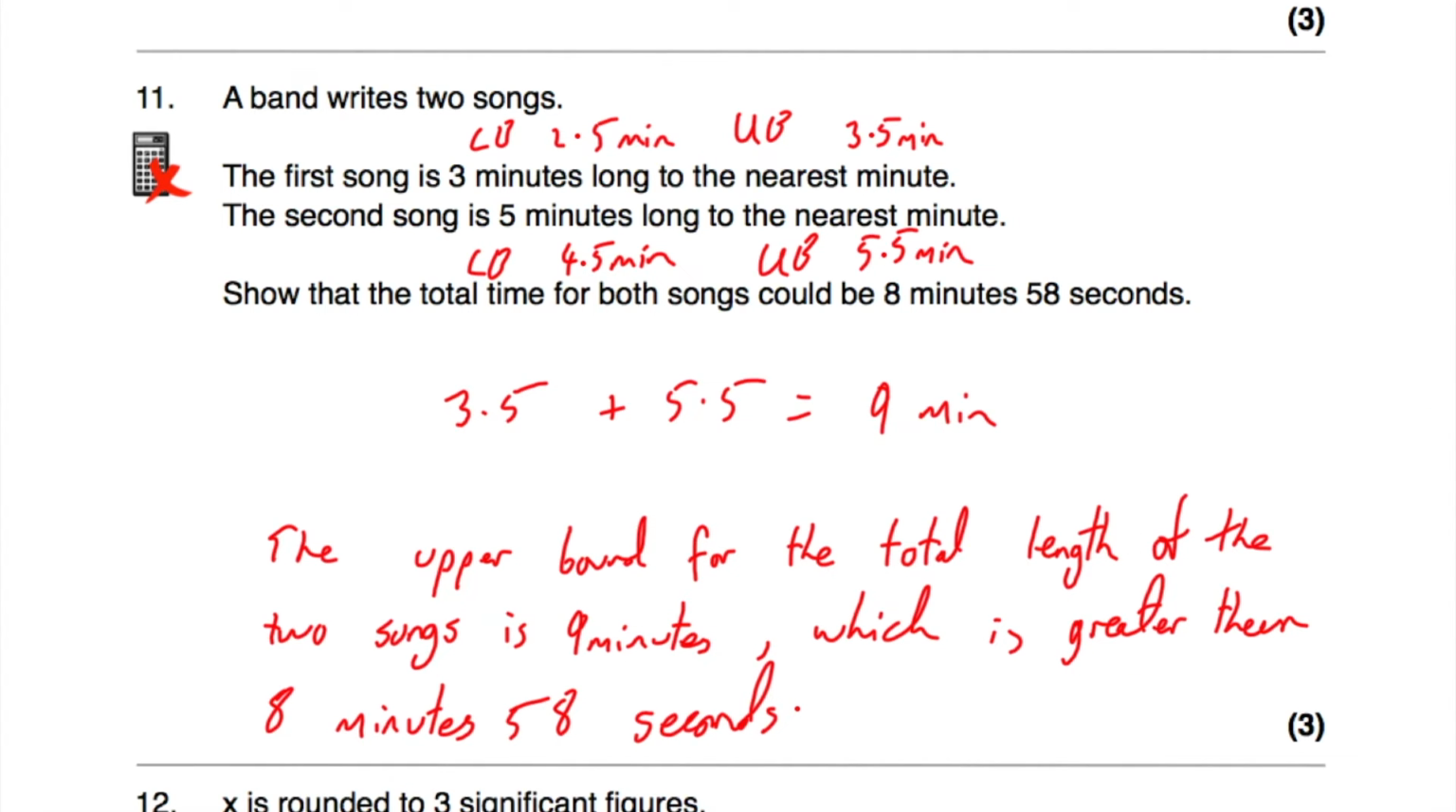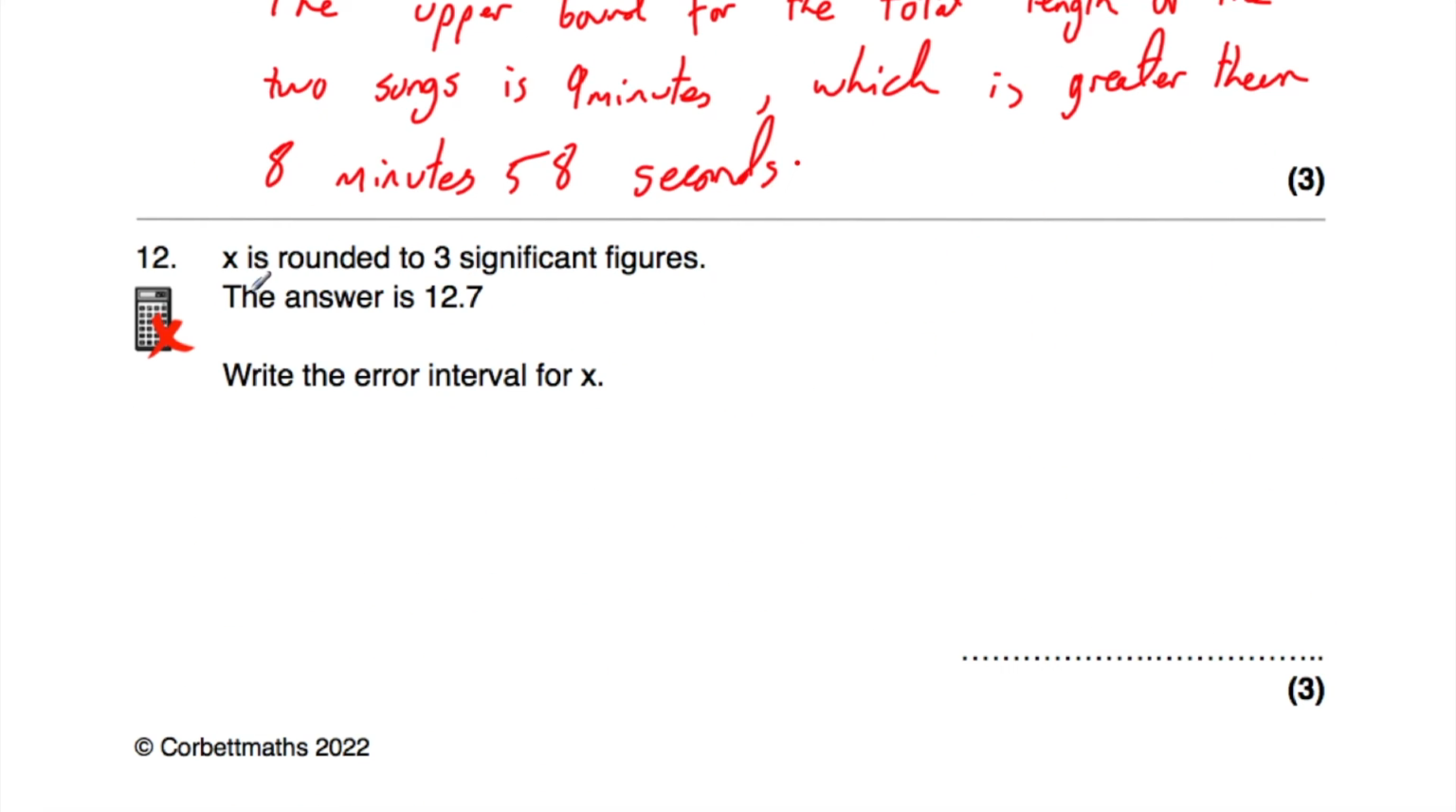Okay, let's have a look at our next question, question number 12. So question number 12 says x is rounded to 3 significant figures, and the answer is 12.7. Write down the error interval for x. So this time we've been told that the number's been rounded to 3 significant figures, and we've got 12.7. So let's consider the lower bound and let's consider the upper bound.